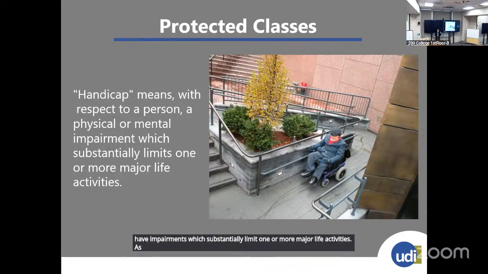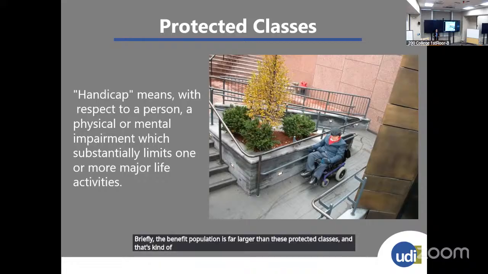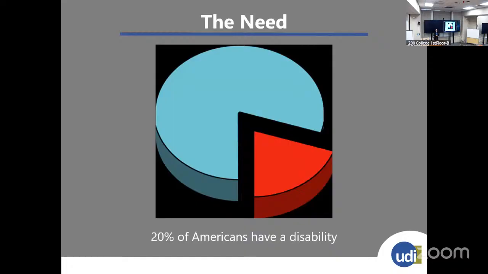As you'll see, briefly, the benefit population is far larger than these protected classes, and that's kind of a good thing, I think. So both of these acts came about in the 1900s. We go back that far.